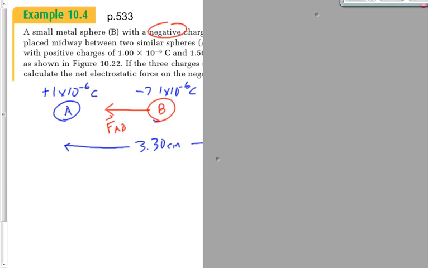Now, somebody might argue that A is also pulled towards B, right? It is. That's right. It is pulled towards B. But I don't care about that here because that's not the question. If the question said what's the net force on A, then that would be important to me. My FAB, my fab force, is towards object A, toward the left.